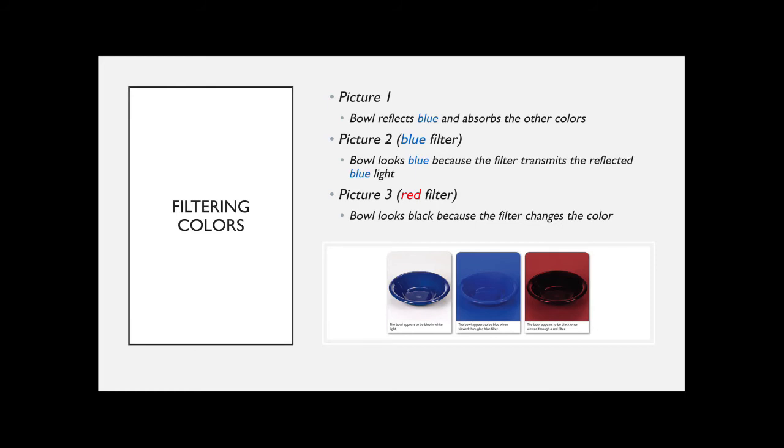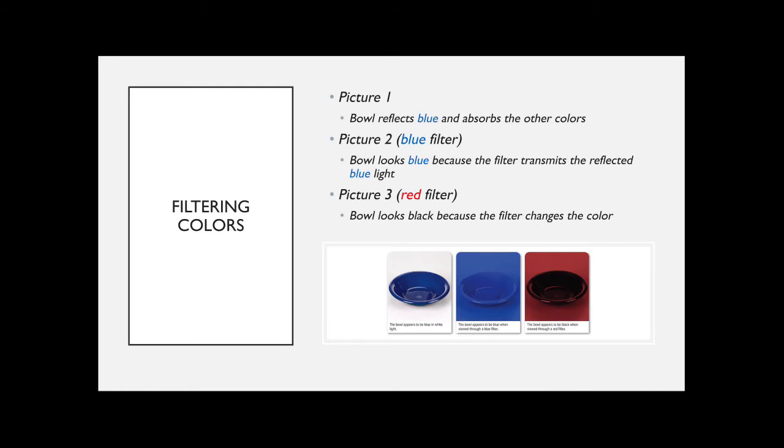So let's look at these pictures that we see below. In picture 1, you see a blue bowl. The reason the bowl is blue is because the light that is being reflected off the bowl is the color blue. All the other light is being absorbed by it. In picture 2, you have a blue filter that is covering the lens of, say, the camera, which causes the bowl and the surroundings of the bowl to look blue. And that's because the filter is transmitting the blue light that is being reflected off of the bowl as well.